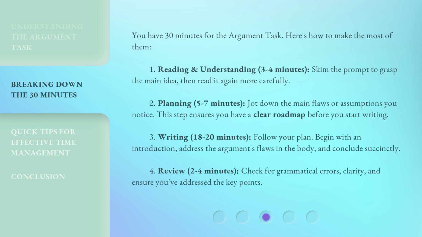2. Planning, 5–7 minutes. Jot down the main flaws or assumptions you notice. This step ensures you have a clear roadmap before you start writing. 3. Writing, 18–20 minutes. Follow your plan. Begin with an introduction, address the argument's flaws in the body, and conclude succinctly. 4. Review, 2–4 minutes. Check for grammatical errors, clarity, and ensure you've addressed the key points.